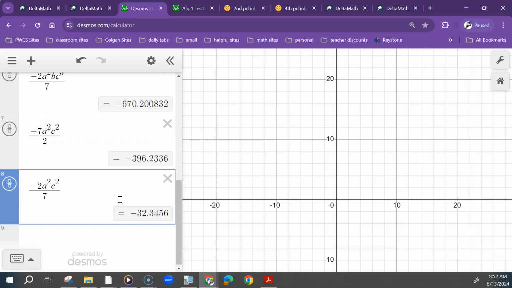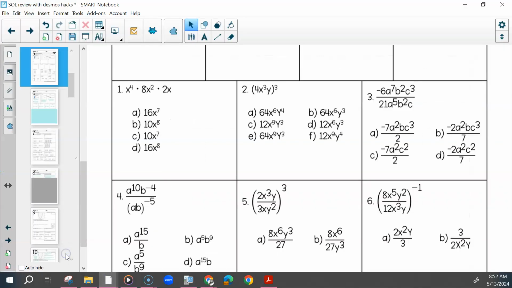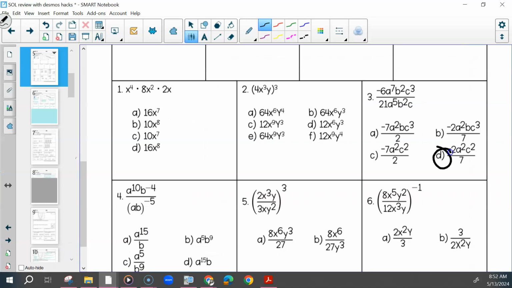If it's not multiple choice, then you have to type in the correct answer. You have to use your laws of exponents. And then you can type your original problem in, type in your final answer, and see if the decimals match. Anyone want to see that one done by hand? Yes.